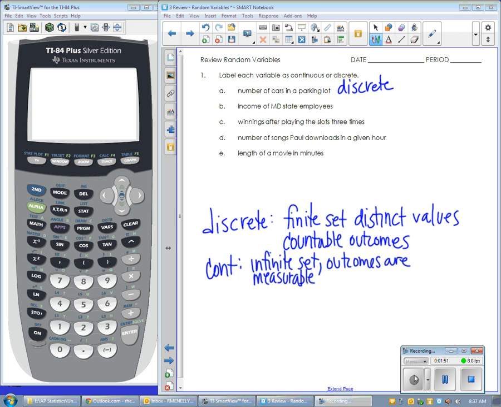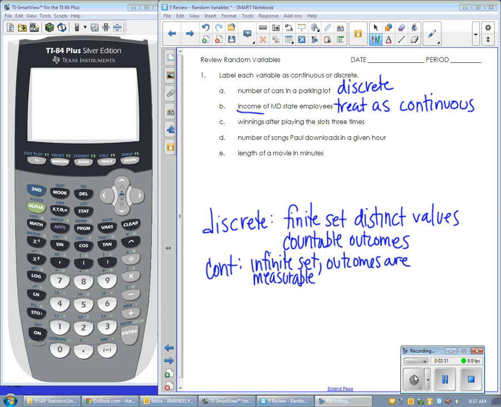Income of Maryland state employees. Well, if you think of income as being rounded to the nearest cent, then it makes sense that you can count the income. You know, $25,362.25, and then you'd have 26 cents, and then 27 cents. The problem is there really isn't a cap to how much a state employee could earn. And so it really isn't a finite set of values. And even if it were, it makes a little bit more sense to treat it as a continuous random variable. So a lot of times with things like salaries and income, even though you could look at it as a discrete random variable, we're going to treat it as continuous.